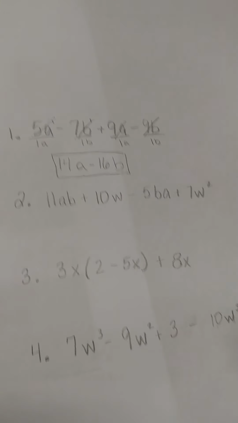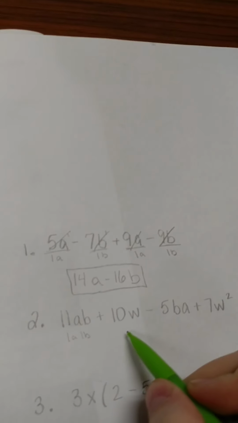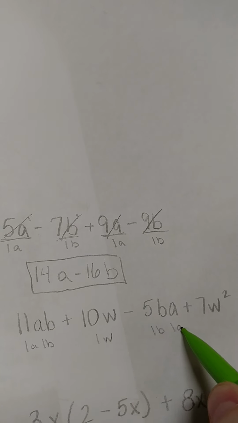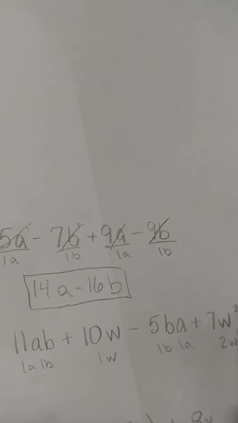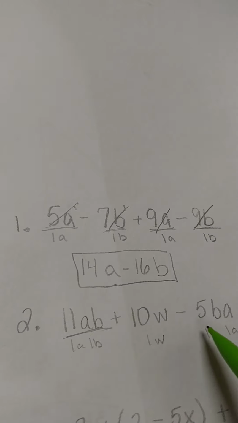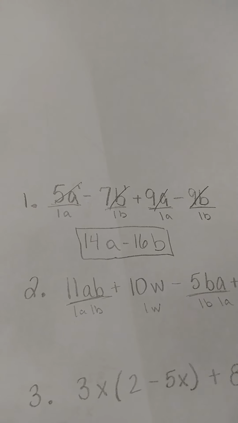So looking here for your number 2. This one has 1a, 1b. This one has 1w, 1b, 1a. 2 w's, because again, it's squared. So we're going to look for like terms. Right here we have 1a and 1b. Right here we have 1b and 1a. That is the same thing.